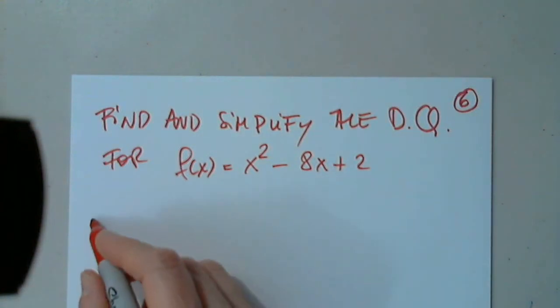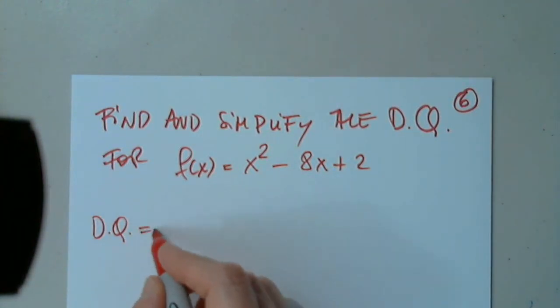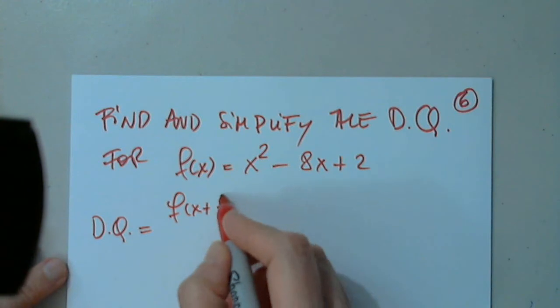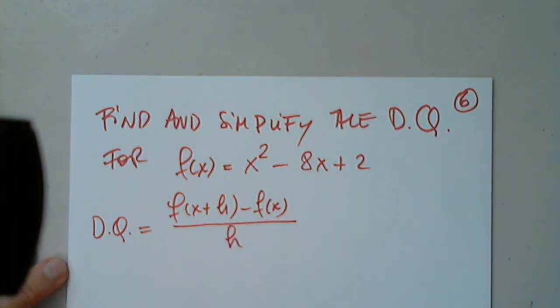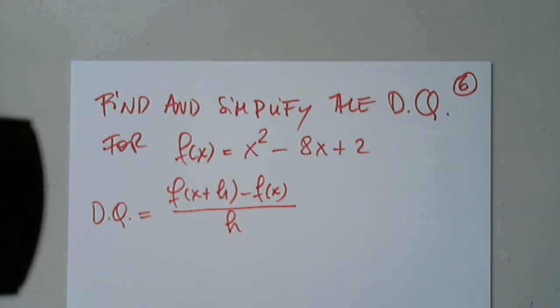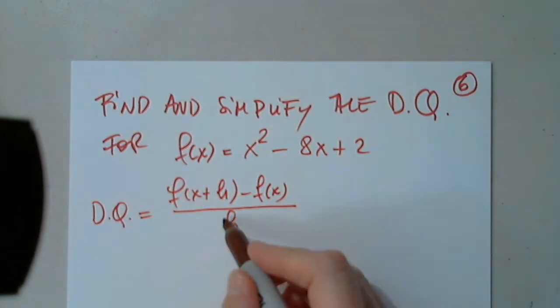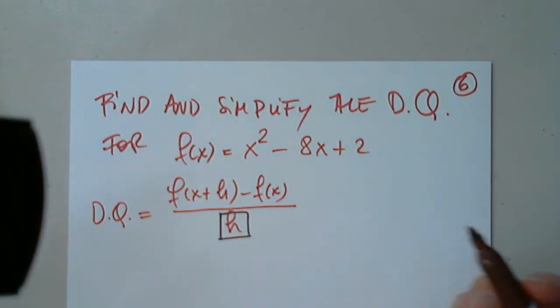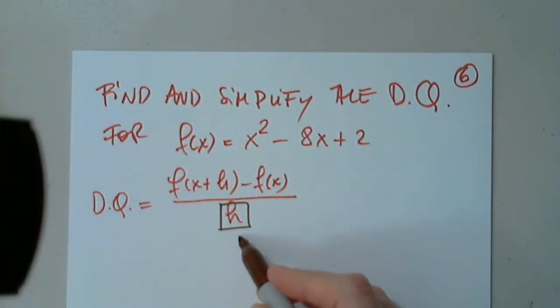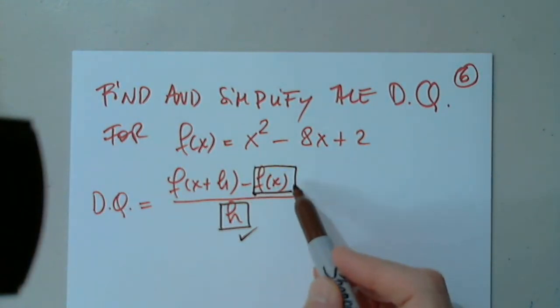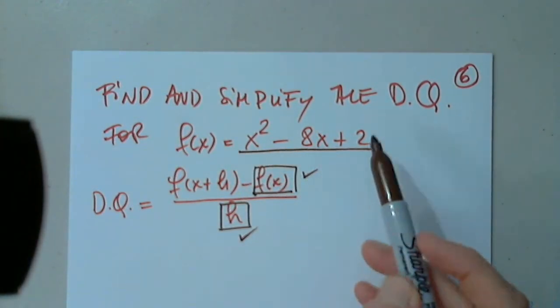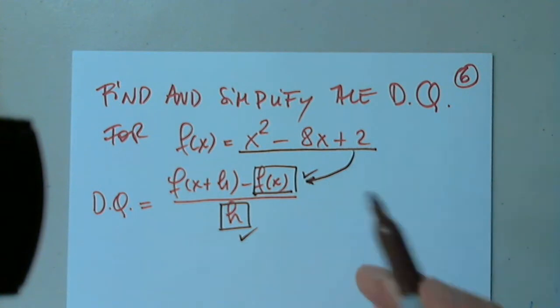Difference quotient. I'm going to write the difference quotient right away as f of x plus h minus f of x divided by h. And now I'm going to ask you, do I have this? It's a little bit. I cannot do anything to it. It's done. Do I have this? Yes, of course. It's x squared minus 8x plus 2. Of course I have it.